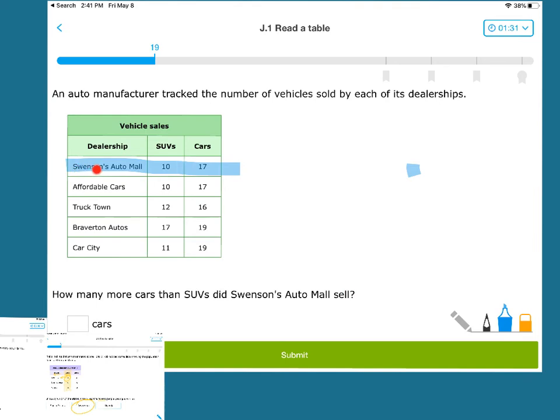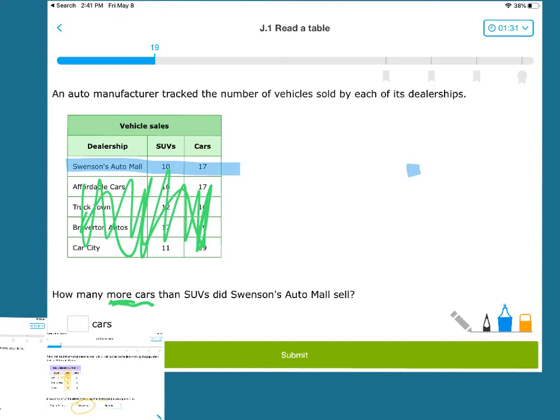So in this case, I'm only concerned about Swanson's Auto Mall. I don't care about the other ones. These numbers are really not important to the problem, so I can cross those off. So how many more cars than SUVs did it sell? When it talks about how many more than, we're actually going to subtract, right? Because if person A has 1 pencil and person B has 2 pencils, how many more pencils do they have? I wouldn't add those 2 numbers. I wouldn't say it's 3 pencils. You actually subtract them. So in this case, we're going to subtract them.